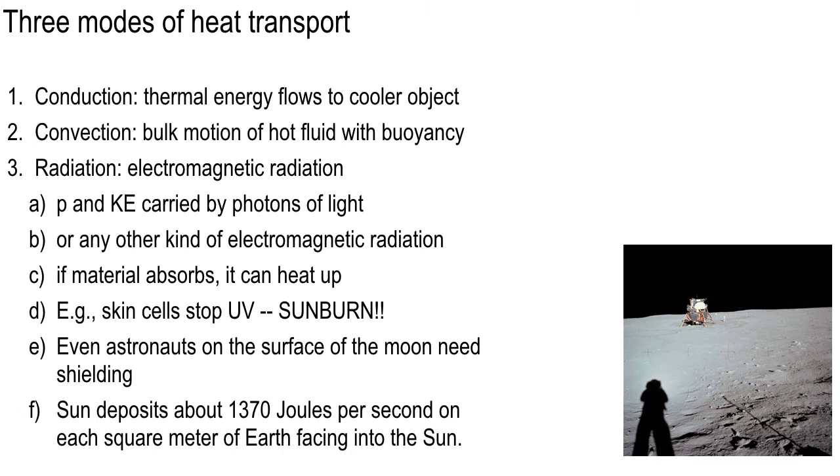The sun deposits about 1,370 joules per second on each square meter of Earth that's facing the sun. So if you could go above the atmosphere, about 100 or 200 miles up, you're above 99.99% of the atmosphere. Every square meter that's facing directly at the sun is getting about 1,370 joules per second. Okay? In other words, out in space, you're getting a lot of joules per second.